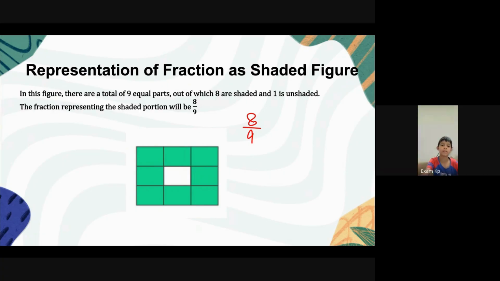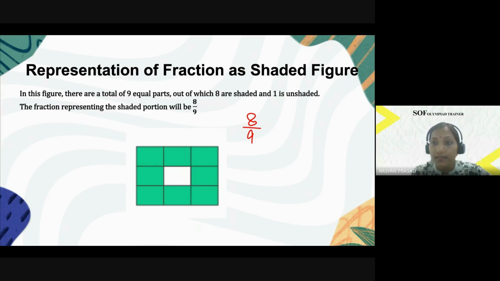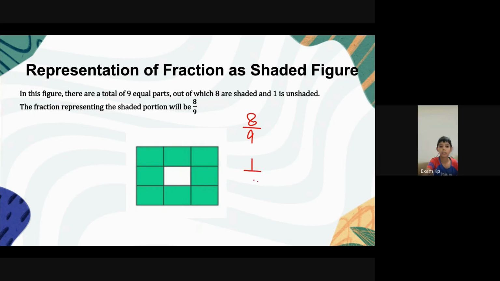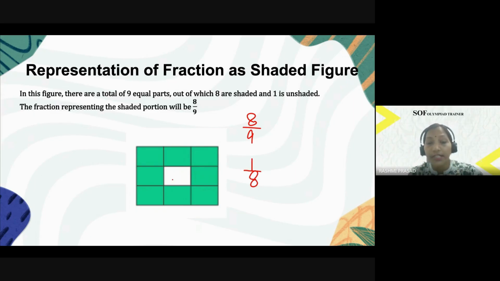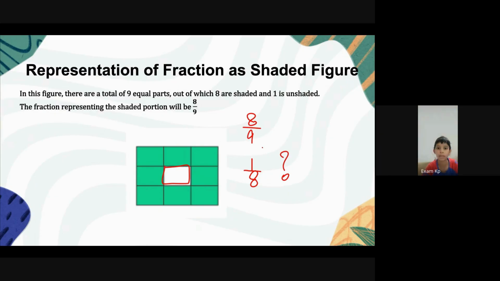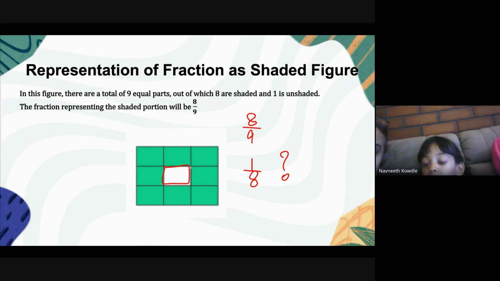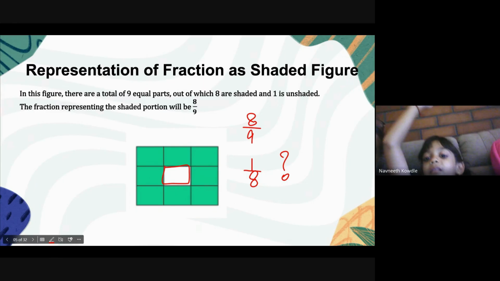1/8. 1 by 1 by 8. Shaded part. Unshaded part, not shaded. So obviously one part is not shaded is correct. But is it 1 by 8? No. One by one. How many total? 1/9. 1 by 9. Very good.